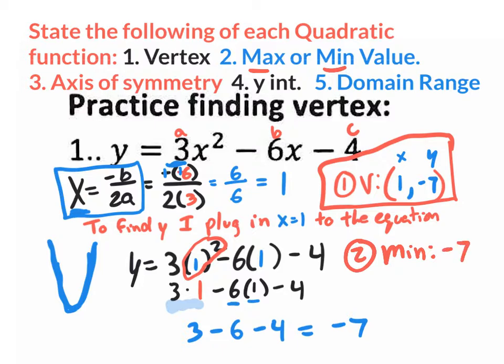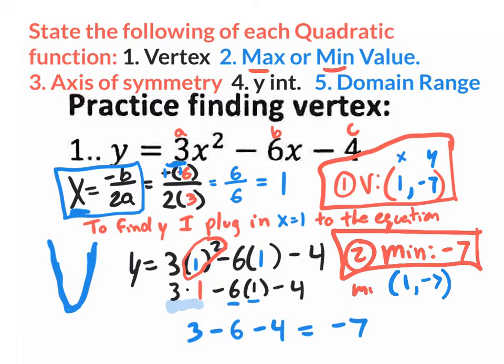That's 100% correct. Or if you wanted to, you could restate the vertex 1, negative 7. Either one's totally fine. Either one's 100%. The minimum value, or you could say minimum value is the vertex itself. Any questions so far? No? Moving on to question 3, axis of symmetry.